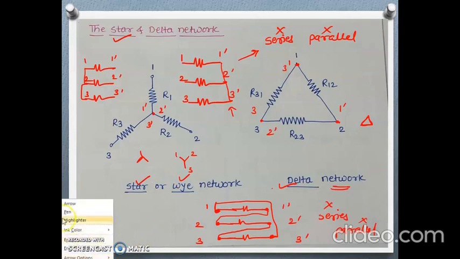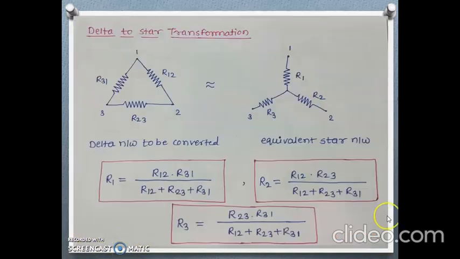Now let's see how to convert a given delta to a star network. This is the given delta, whose values R12, R23 and R31 are given to us, and we have to convert this delta to a star to reduce the complexity of the given network. For solving the given network, we want this delta to be transformed to its equivalent star. This is the delta network to be converted, and this is the equivalent star network we want.